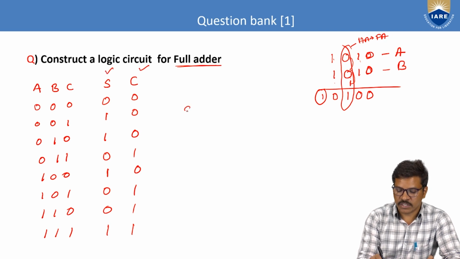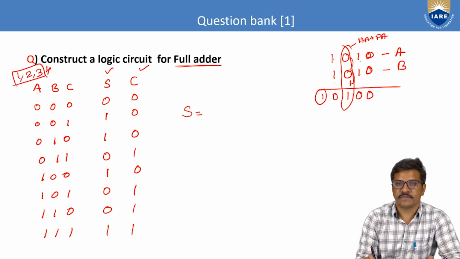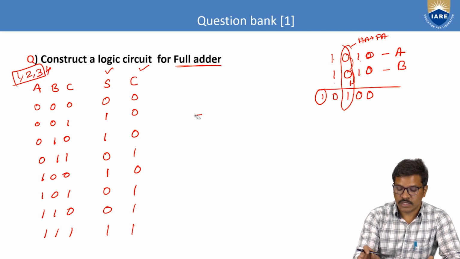What is the Boolean function for S? What is the Boolean function for C? Once we take this K-map, we can create this. So there are four steps from this truth table. Then we can simplify the Boolean function using K-map.